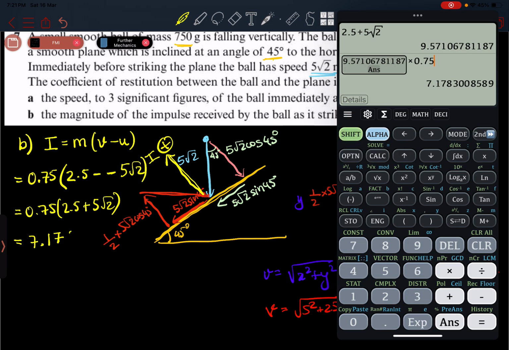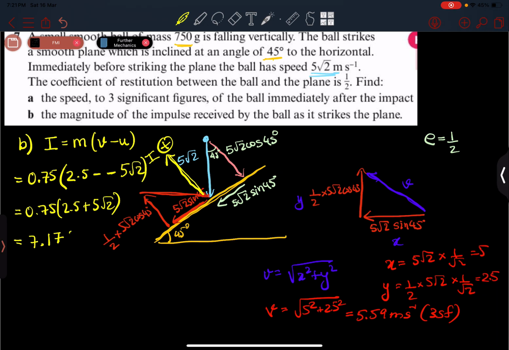Newton seconds. So please remember, we are doing perpendicular to the wall when we are doing the impulse. It is very tempting to do this as v minus u and then think about it that way, but please remember it is the perpendicular components.